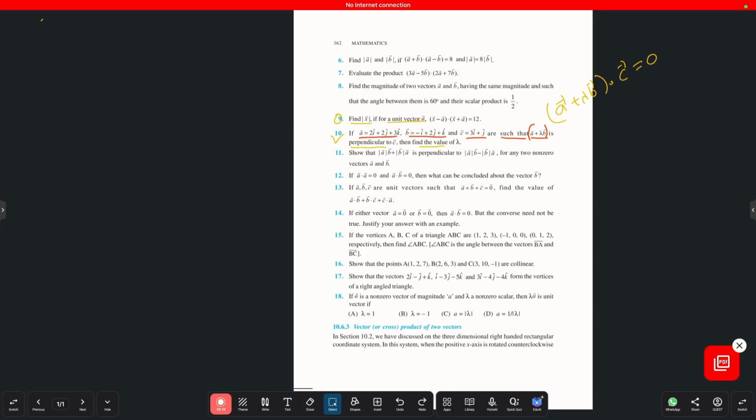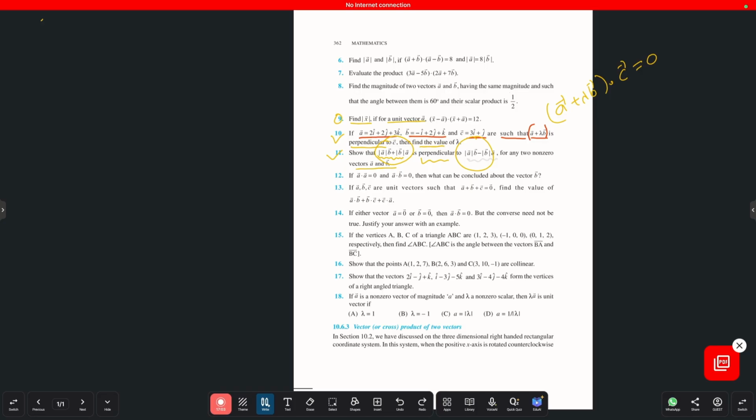Question number 11. Show that this is one vector, whatever is written, this is also a vector. It's perpendicular to this vector, for any two non-zero vectors a and b. a and b are non-zero vectors, then prove that this vector is perpendicular to this vector. How can we prove? If any two vectors are perpendicular, then the dot product will be zero.